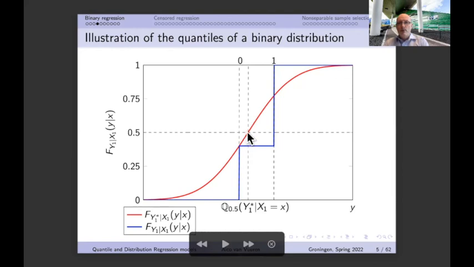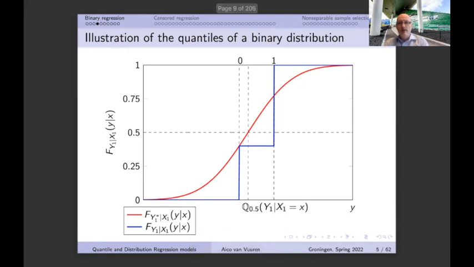Well, we should realize that at the moment that we do the same with respect to y1, then we have to go a little bit further, because then we have to go all the way to this blue distribution function. We're going to see then that the quantile of y1 conditional on x1 equal to x is equal to this thing that's exactly equal to 1 over here. And that's in line with what we have seen at the previous slides.